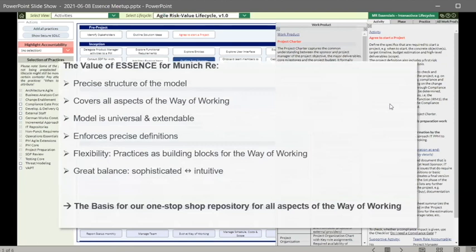So I talked about what we like about Essence, that we have the precise structure, that we can bring in every aspect of our way of working and have a holistic view, that we have precise definitions, and people have the flexibility. And what I especially like about Essence is the great balance: it's sophisticated enough that we can really describe precisely what we expect from people, what they should do and what our best practices are. But it's not too complicated, so it's intuitive enough that people can quickly learn what practices are and how they relate to their day-to-day working. So Essence is now the basis for our whole repository that describes our way of working.